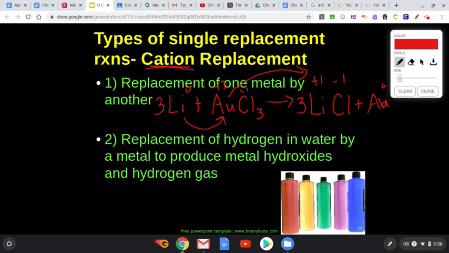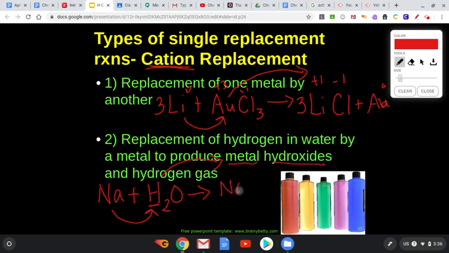Another type of cation replacement is the replacement of hydrogen in water by a metal to produce metal hydroxides and hydrogen gas. So if I had a metal like sodium and I put it in water, this is a type of single replacement also, because even though the hydrogen is not a metal, sodium is more active than the hydrogen and so then can kick it out by itself. However, when it does this, it forms a very specific product, a hydroxide, and the hydrogen by itself will become H2 because it is part of the HOFBrINCl.